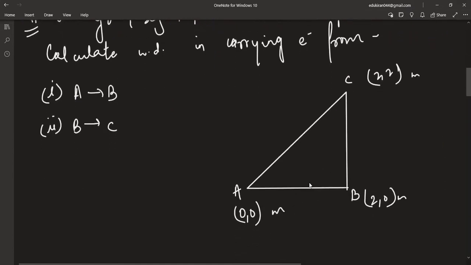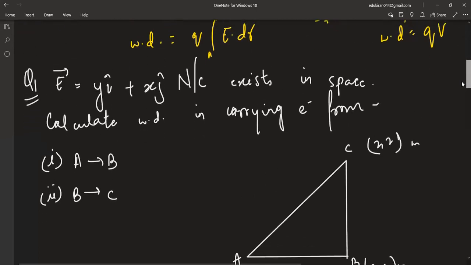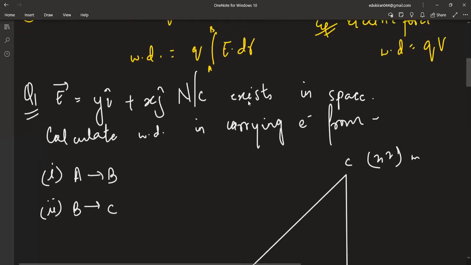Here is a triangle given, a right angle triangle, from A point to B point and from B point to C point in the second part. All you have to use is this formula. Note it down, then we'll discuss this.